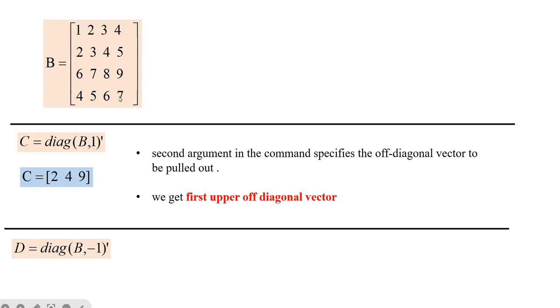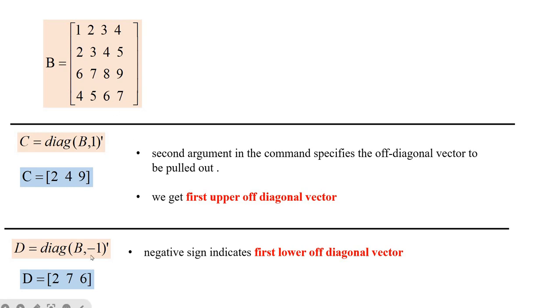Now if I want the lower off-diagonal, okay, the first lower off-diagonal vector, what is that? It will be 2 7 6. So for that, what do I have to write here? We have written a plus sign for the upper one. For lower we have to write it as minus. Okay, so what I will get here is 2 7 6. For upper it should be positive, for lower it should be negative.